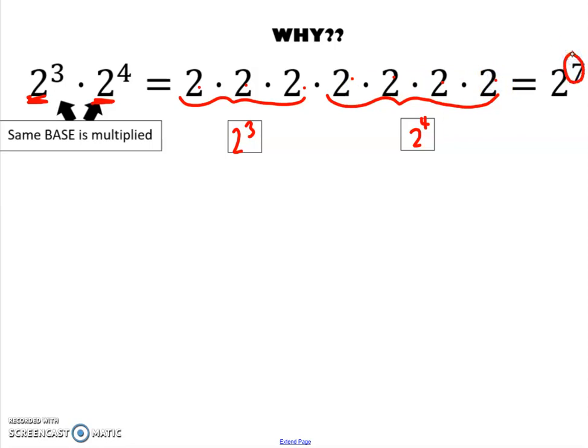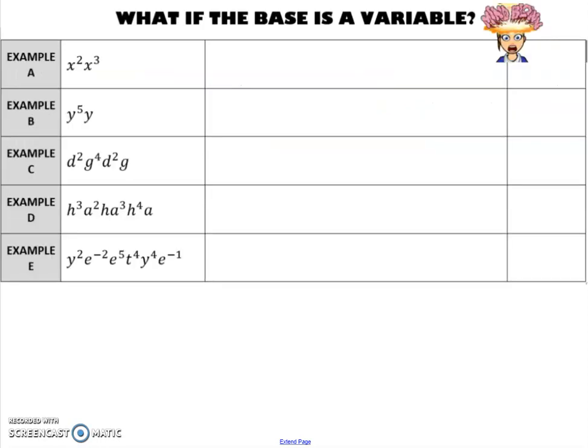That's why we get 2 to the seventh, because the exponent tells me how many times to multiply the base by itself. That's what I'm doing, which gave us 3 plus 4. Our exponents, we add them together, which gives us our new answer. Let's keep looking at this. We're going to do some examples together.